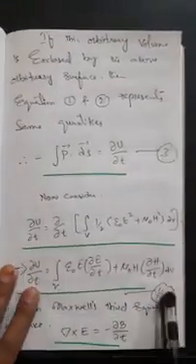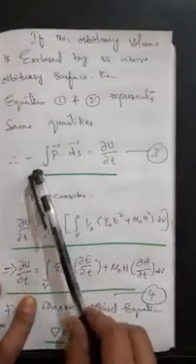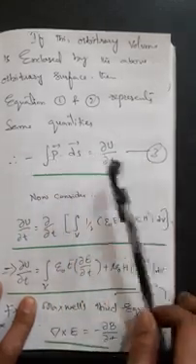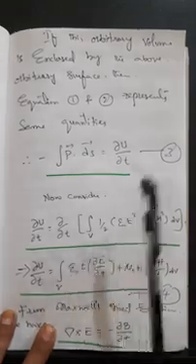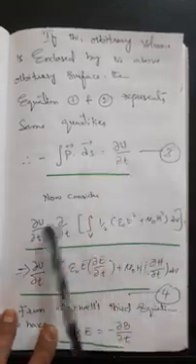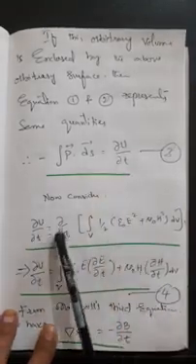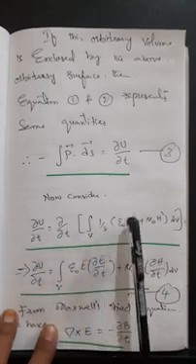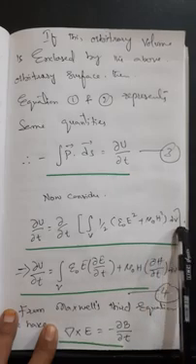So when you equate these two equations, we will get equation number 3: minus integration of P dot dS is equal to ∂U/∂t. Now we are going to calculate the value of ∂U/∂t. ∂U/∂t is equal to ∂/∂t of integration of (1/2)(ε₀E² + μ₀H²) dV.